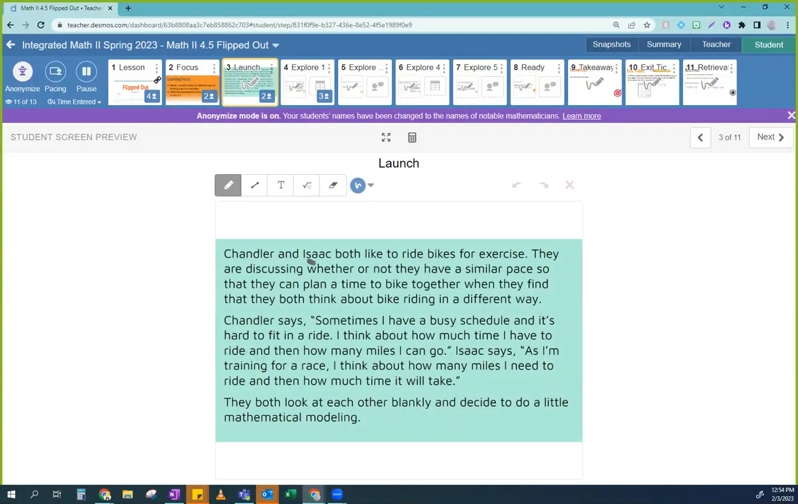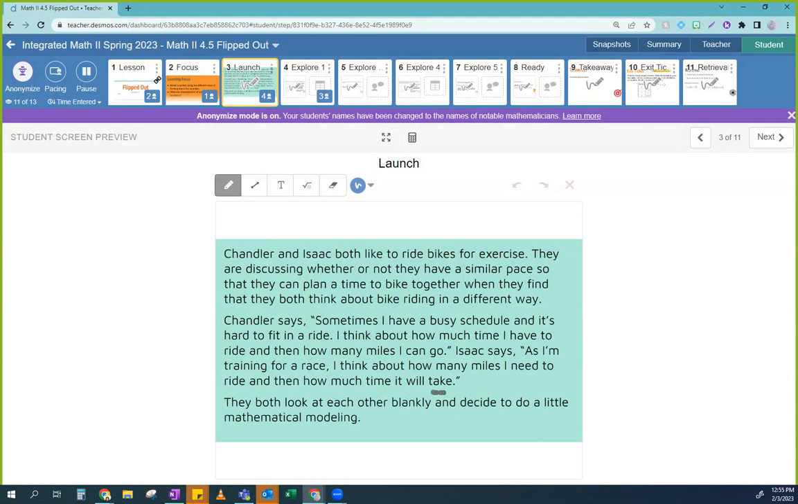So here's the next thing. It says Chandler and Isaac both like to ride bikes for exercise. They are discussing whether or not they have a similar pace so that they can plan a time to bike ride together when they find that they both think about bike riding in a different way. Chandler says, sometimes I have a busy schedule and it's hard to fit in a ride. I think about how much time I have to ride and then how many miles I can go. Isaac said, as I'm training for a race, I think about how many miles I need to ride and then how much time it will take.